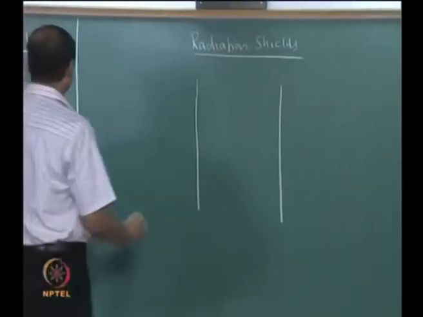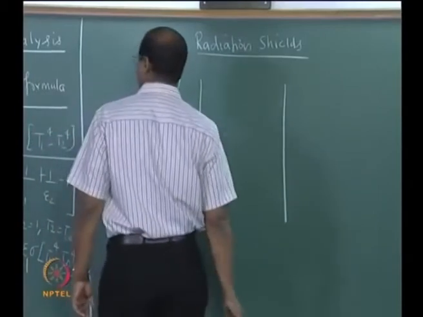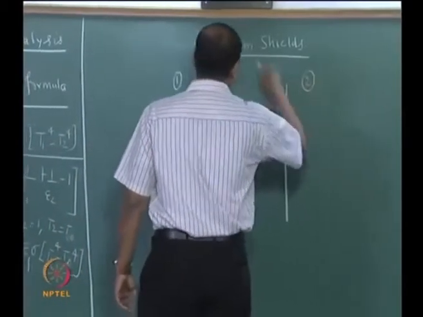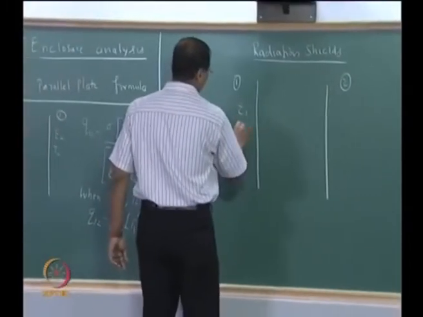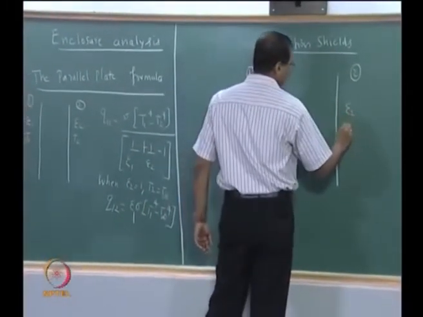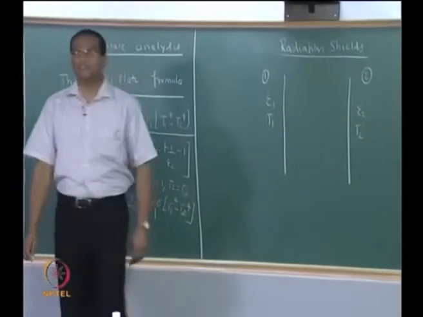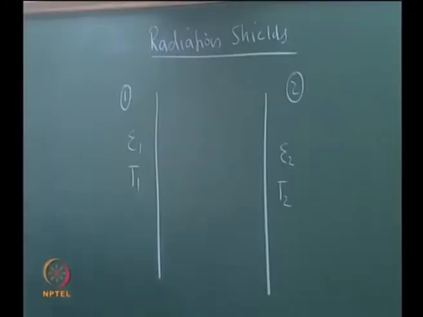Consider two vertical, infinitely deep, infinitely long parallel plates which are at temperatures T1 and T2 respectively, with hemispherical spectral emissivities epsilon 1 and epsilon 2. The intervening space is evacuated, that means there is vacuum in between. In the absence of any shield or any medium in between, or in the presence of a radiatively transparent medium, you have already derived the radiation heat transfer between the two surfaces. Now I insert a shield.